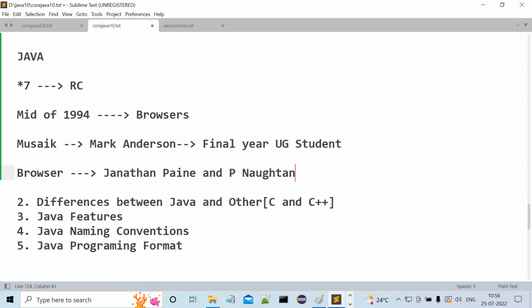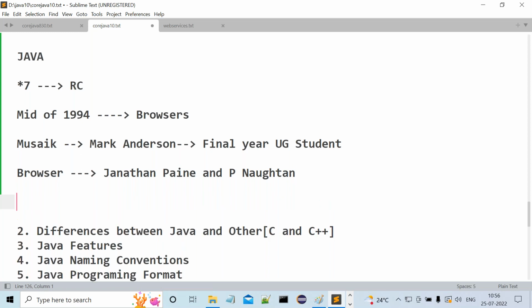Then where are we now? Now tell me. Here, the browser: they started preparing this browser, and it might have taken up to 1.5 years to prepare. At the end of 1995, they prepared a browser. At what time did they prepare a browser, sir? At the end of 1995, they prepared a browser.